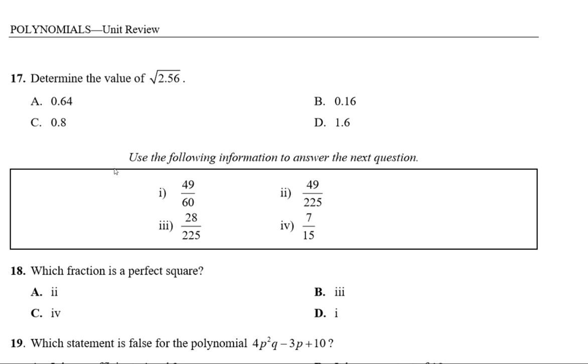Okay, we've got the second last page of this unit review, I think. First question here is nice and simple. Determine the value of root 2.56. This is something that you'll just use your calculator to do. The square root of 2.56 is 1.6. If you don't get this same value in your calculator, this is a good thing to check out before you do an exam. It's going to be D.